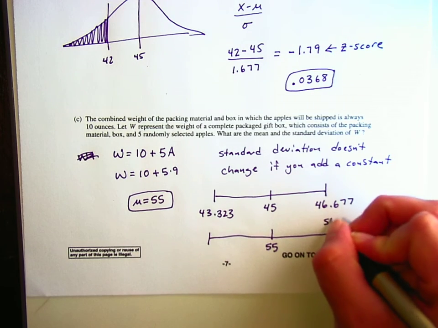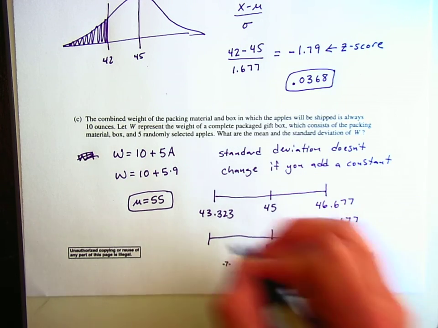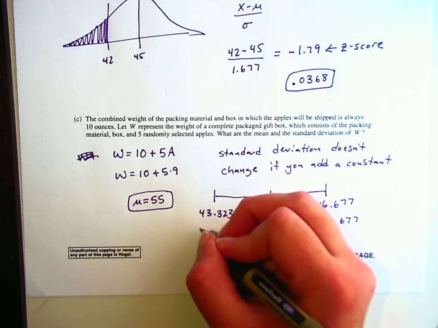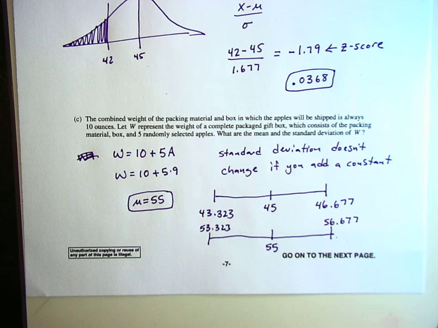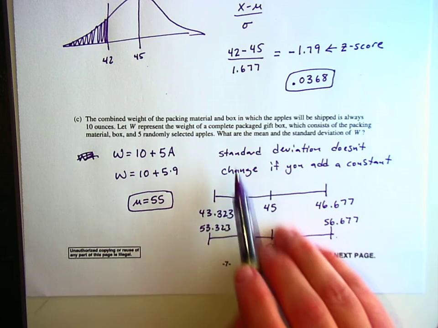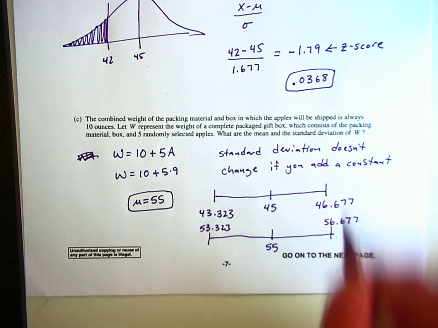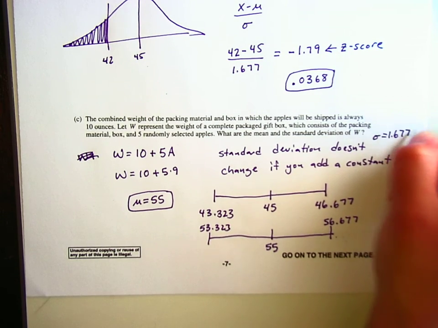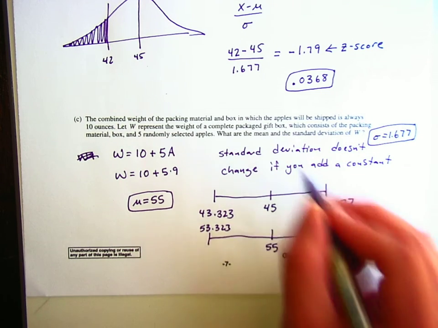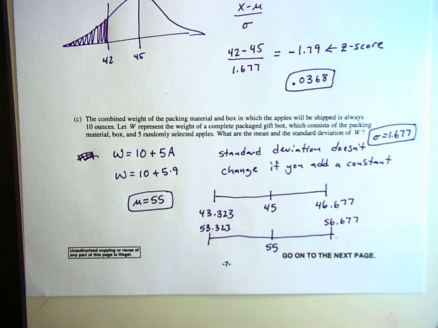So this would now be 56.677, and this one would be 53.323. These parts are not needed in your explanation. They're just something I wanted to talk to you about. You could just literally write that standard deviation doesn't change if you add a constant, and write down that sigma is still 1.677. Just make sure you have an explanation with it. Don't just write the answer. If you're thinking, yeah, but they know that standard deviation doesn't change if you add a constant, they're testing you. That's the point of this, to see if you know. So make sure that you explain all of your answers.